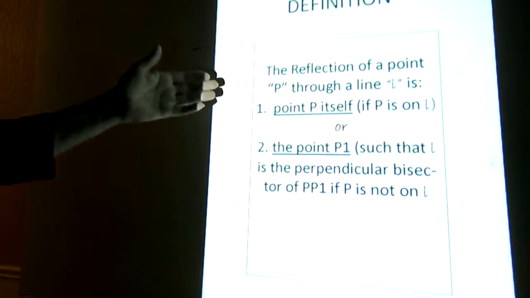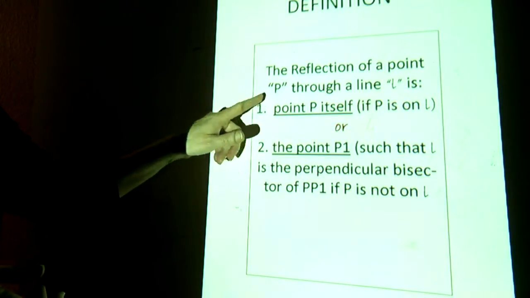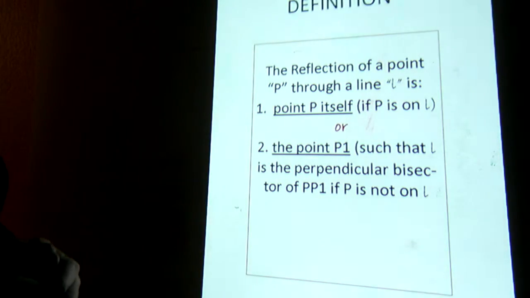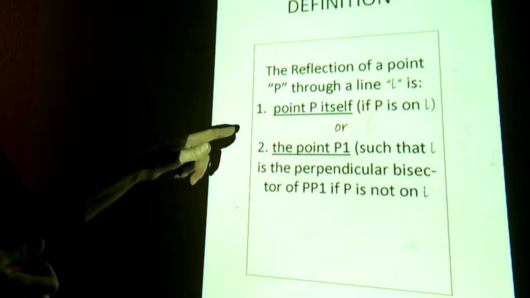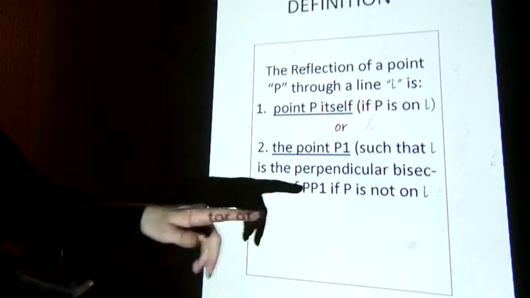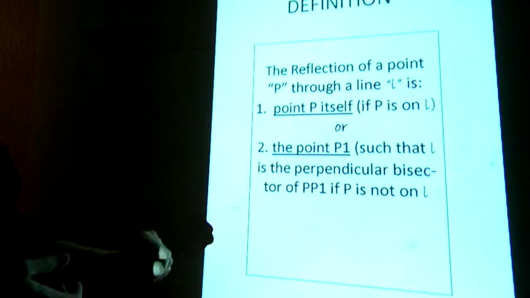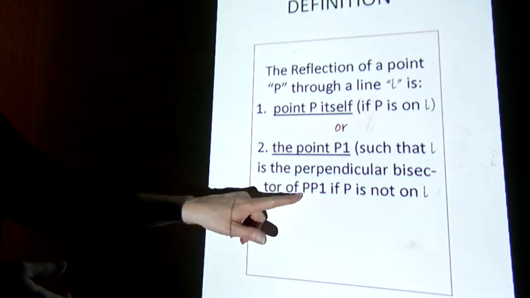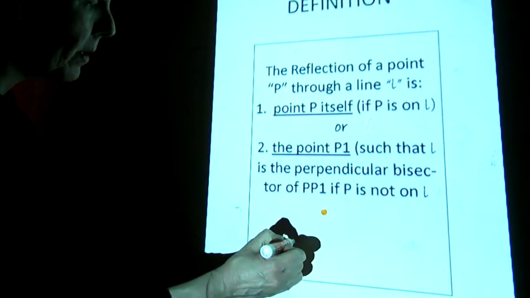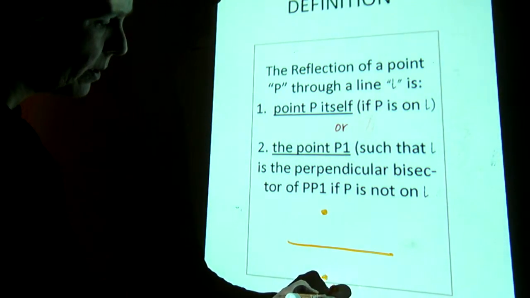So we're going to start with the definition of what a reflection is. The reflection of a point, let's say P, through a line L is the point itself if P is on the line. So when the black dots were on the line, the reflection point would be P. But if it's not on the line, it's the point P1 such that L, the line, is the perpendicular bisector of P P1. So P would be like here, the reflection line would be here, and P1 would be here.